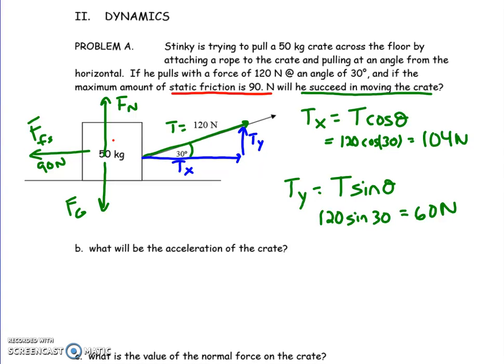But you're forgetting that the x and the y are at right angles. So if we apply the Pythagorean theorem, 104 squared plus 60 squared, and take the square root of that, sure enough, we will get 120. You might want to check that out for yourself. Okay, now we can answer the question.